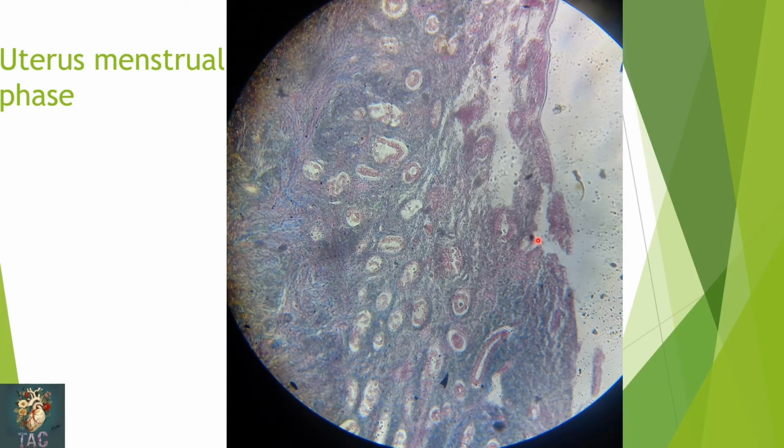Here you can see the epithelium is intact, but here it is lost. So partly present and partly lost epithelium, with damaged epithelium over here with the broken glands. Also a large number of RBCs are present in these spaces. So this may be the start of the menstrual phase.